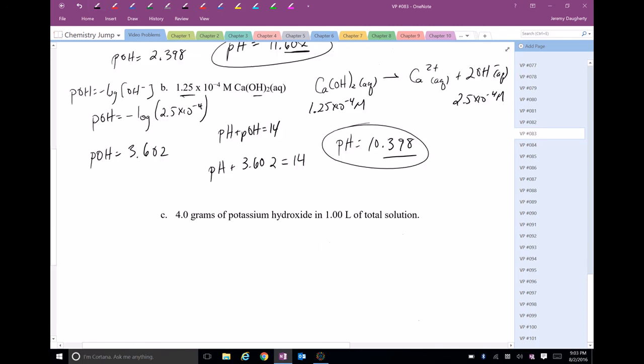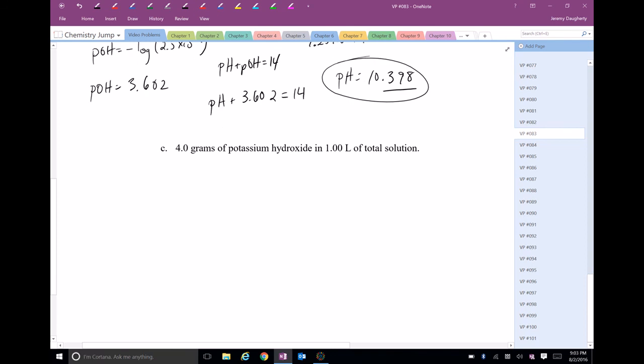And for the final one, we have 4 grams of potassium hydroxide. So let's take a look at this. Here's potassium hydroxide. I've got 4 grams. I need the molarity. It's 1 liter of total water. So I need to convert my 4 grams of potassium hydroxide to moles of potassium hydroxide. That means molar mass, moles over grams. In this case, the molar mass of potassium hydroxide. Potassium weighs 39.1 grams per mole, oxygen weighs 16 grams per mole, and hydrogen weighs 1.008 grams per mole.